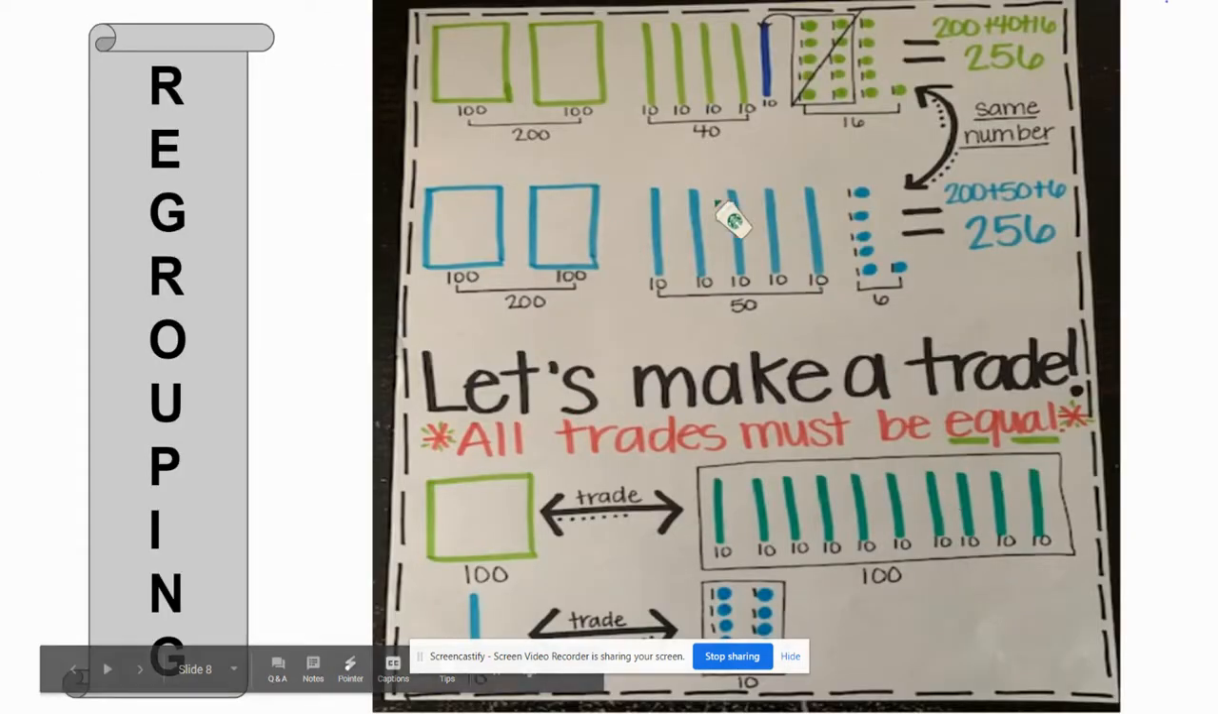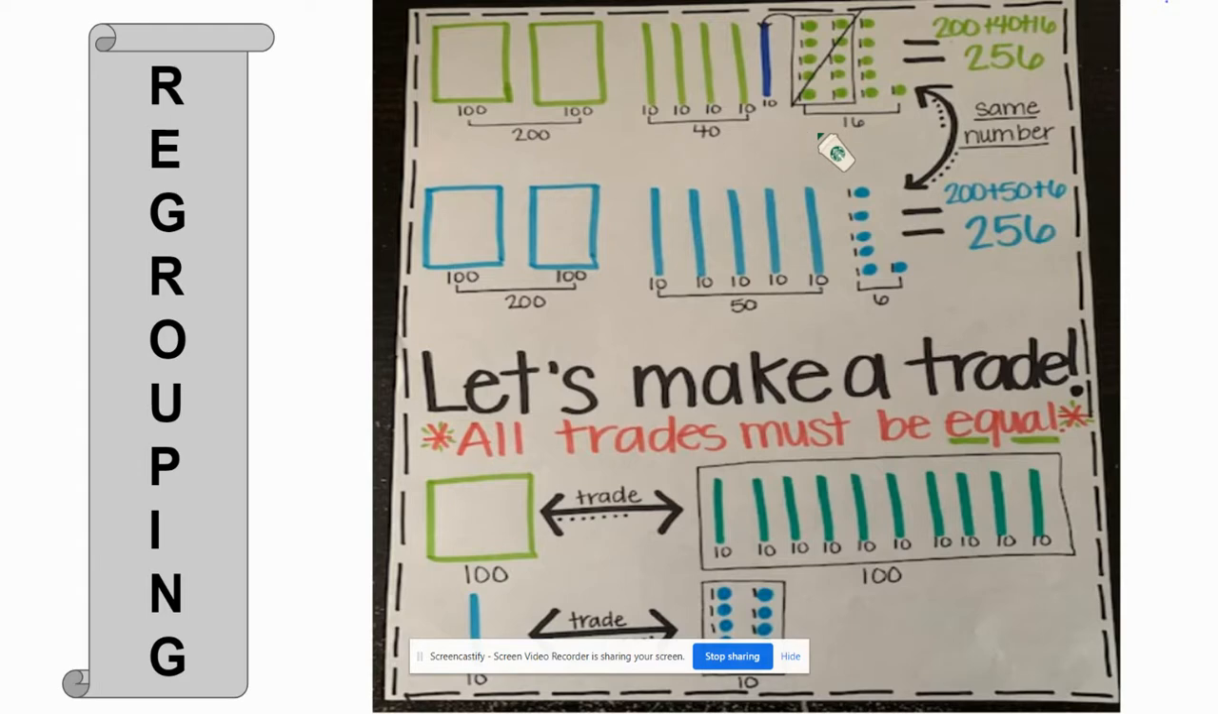So what you're going to be looking at this week is trading. So let's look at this top model here. So we have 2 flats, which would be 200. We have 4 tens, which is 40. And then we have 16 ones.